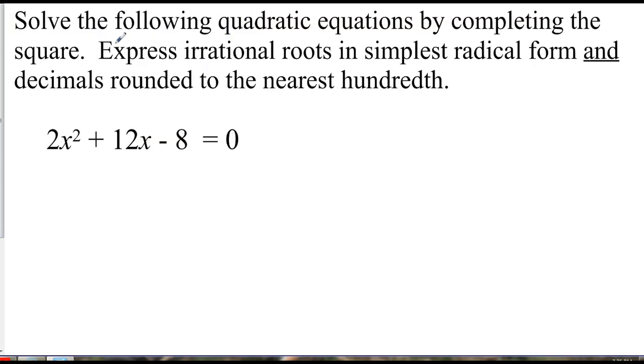The one we're going to do together is this one. And it says, solve by completing the square, express your irrational root. So it's already giving us a clue that the roots are going to be square roots in simplest radical form, and any decimals should be rounded to the nearest hundredth.